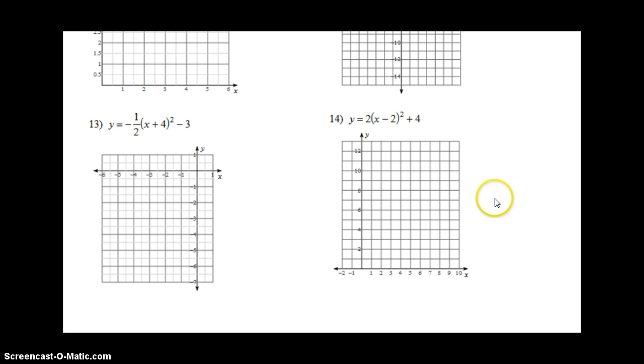I want you to see if you can do 13 and 14 without any of my help. Pause the video here and try 13 and 14 yourself. When you're done, you can have a quick discussion, see if everyone in the class is on the same page, and then unpause the video to see if you got the answer right. The answers are coming up in 3, 2, 1. Alright, there are the answers. See if your graphs match those.